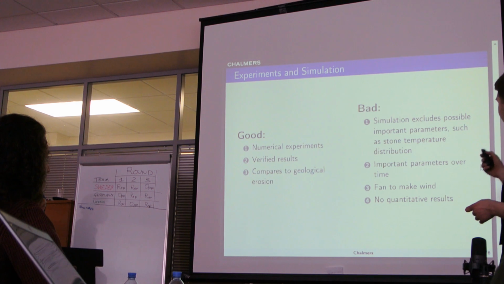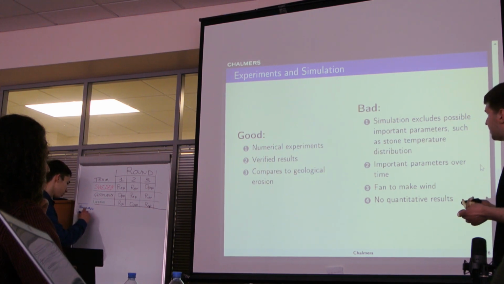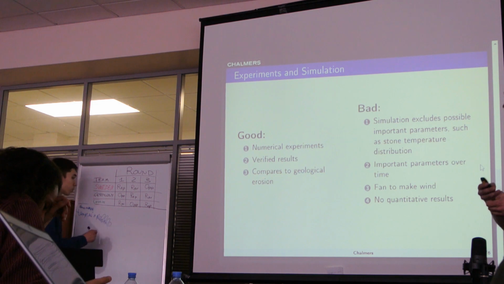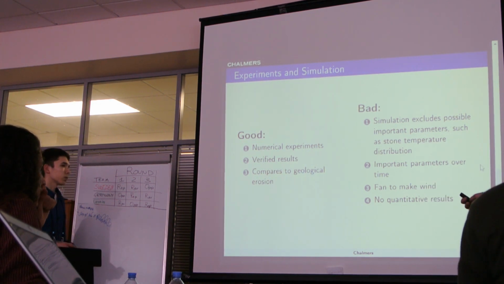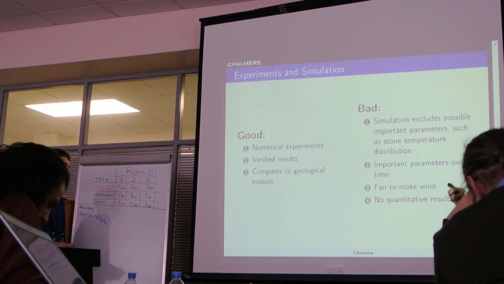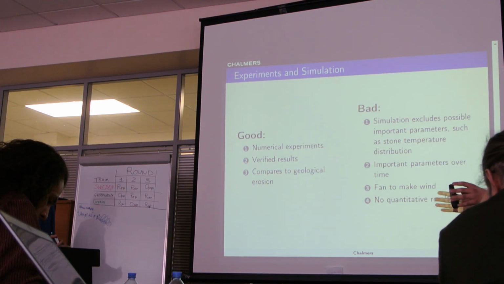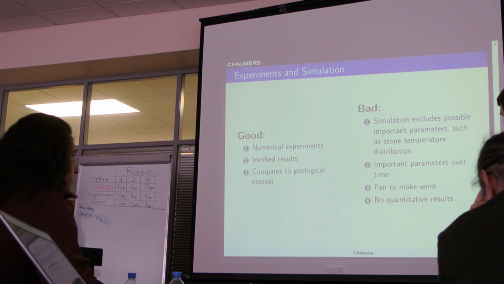However, again, the simulation excluded possible important parameters such as stone temperature, distribution, and how these parameters were varied over time. Was this constant during the experiment? Was the stone preheated or something during this process? Because as we know, in the real world the parameters change over time, and it's not a steady state that suddenly blows and we have these formations.